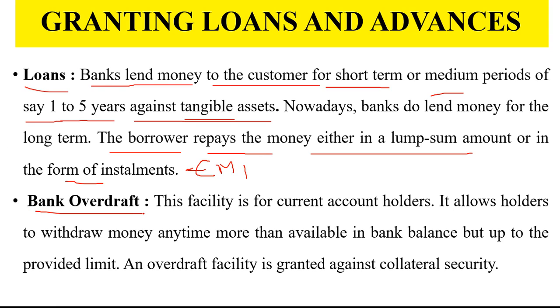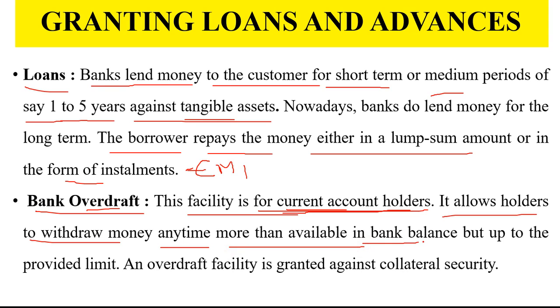Second is bank overdraft. Now this bank overdraft facility is given only to a current account holder. Now who opens the current account? The businessman opens the current account. So this bank overdraft facility is only given to the current account holder. It allows the holder to withdraw money anytime, more than the available bank balance, but up to the provided limit.